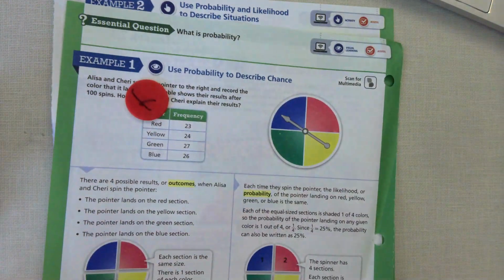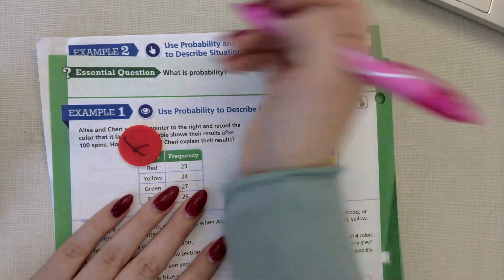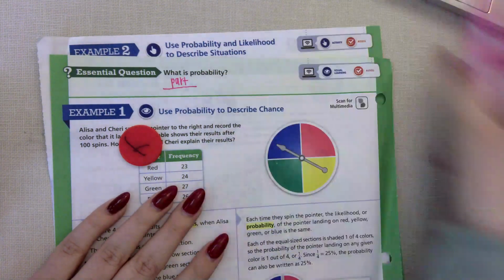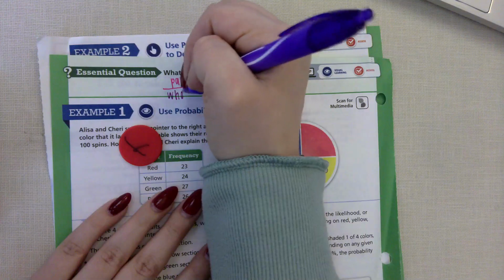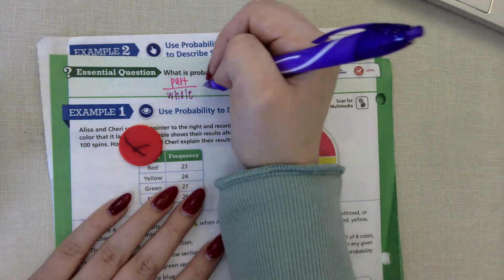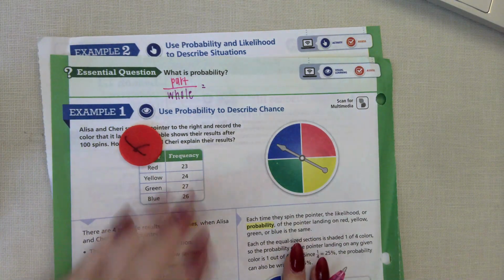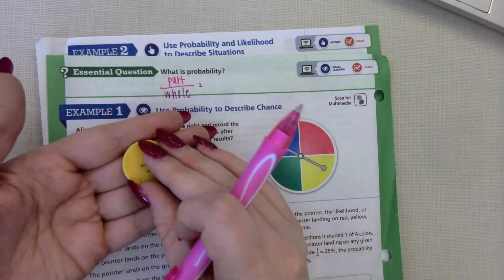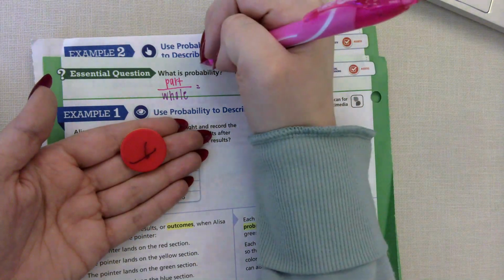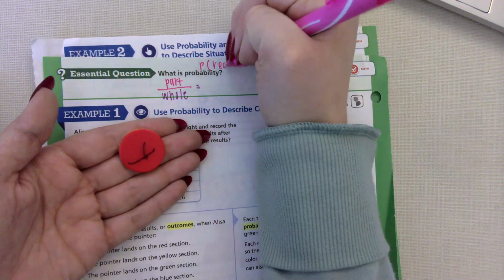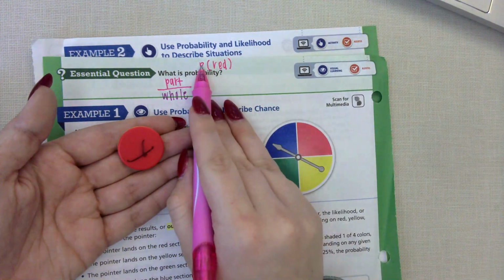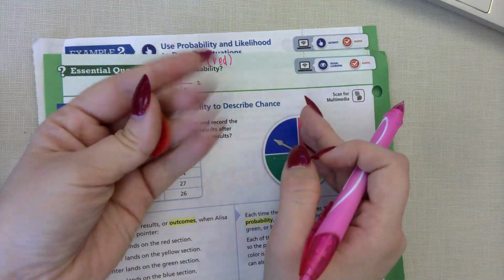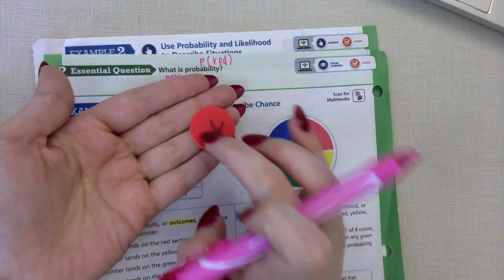So if I'm trying to figure out the probability of landing on the color red, I need to know that my probability is going to be part over whole. Just like a fraction, probability is always going to be part over whole. But when I'm describing this, I need to know what my part represents and what my whole represents. So if I'm talking about the probability of landing on red, I know that I can only land on red one time. This is two-sided. I can only land on red once.